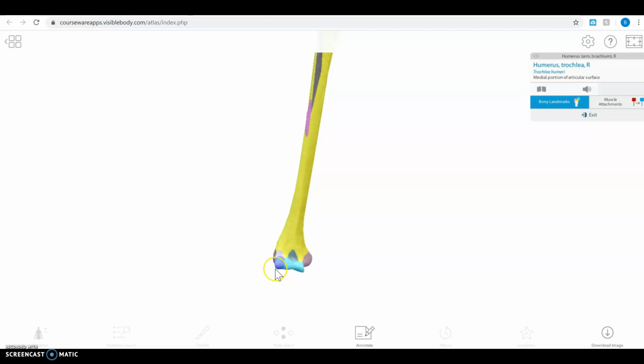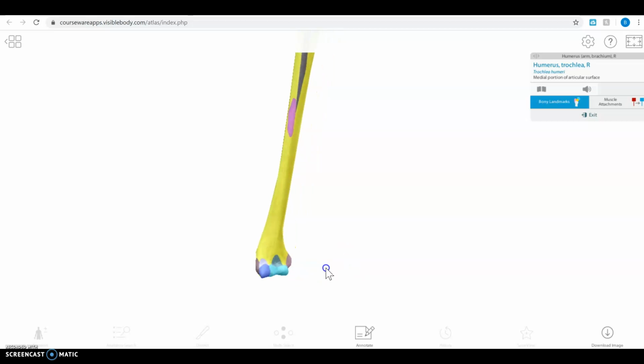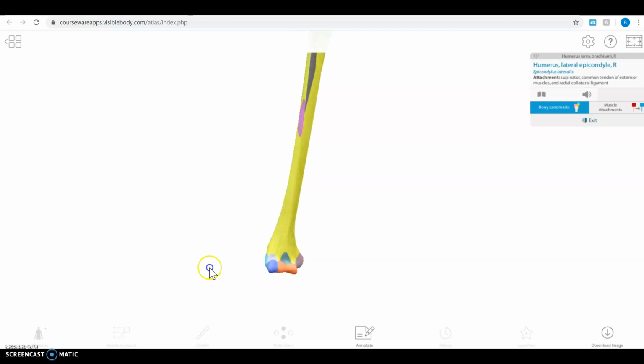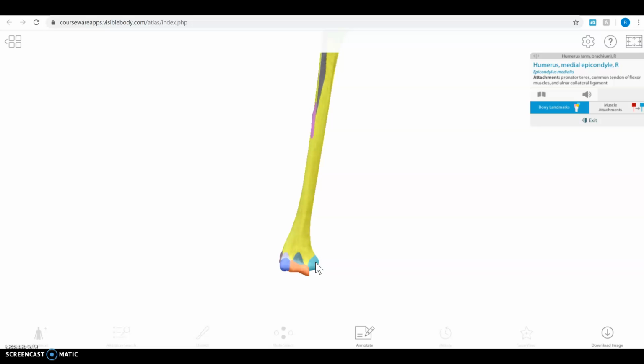epicondyles. The capitulum and the trochlea are actually the condyles. They are where the articulations are. The word epi means above, so you have these epicondyles that are above the condyles. This would be your lateral epicondyle and then your medial epicondyle.